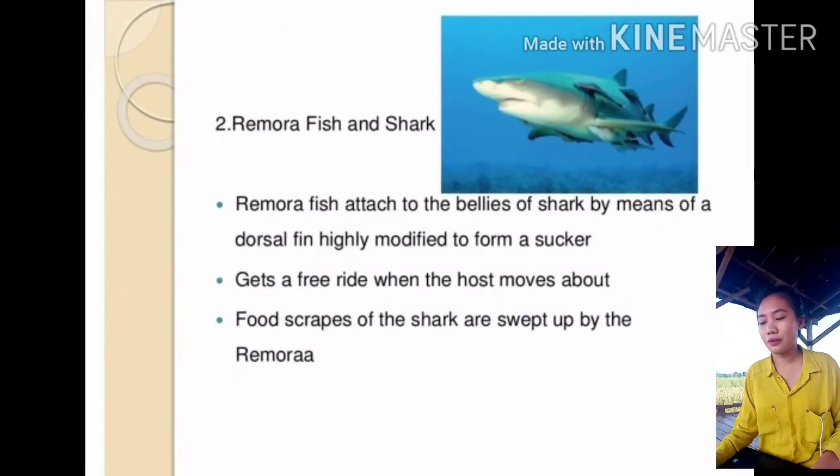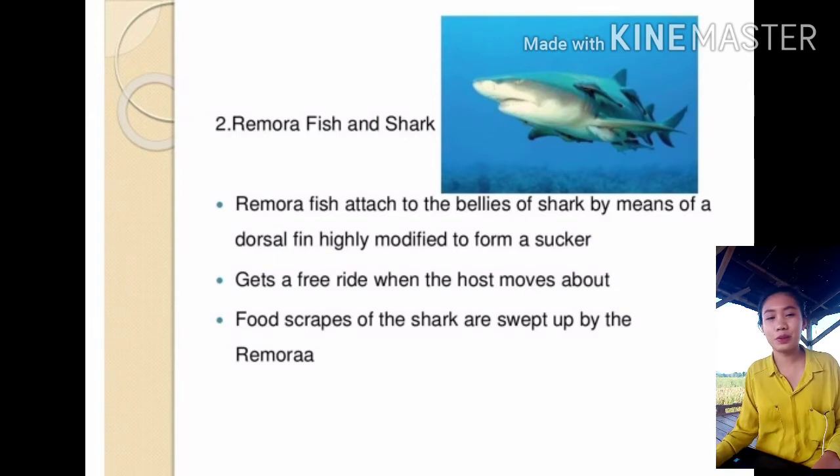Second example, we have the remora fish and shark. Have you seen a remora fish? And also shark? If you have already seen remora fish, you can observe that it is attaching themselves on the shark's body. Remora fish attach to the bellies of shark by means of a dorsal fin highly modified to form a sucker. What makes them attached to the bellies of the shark?